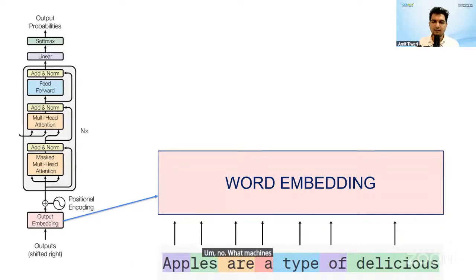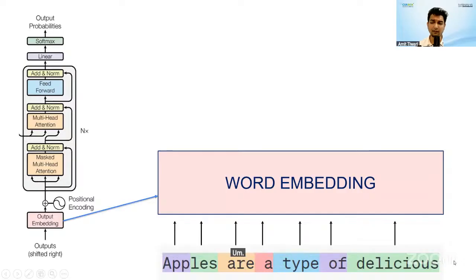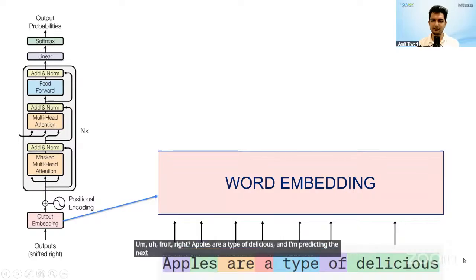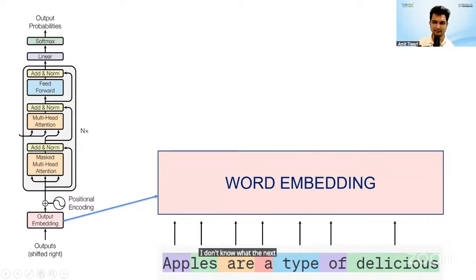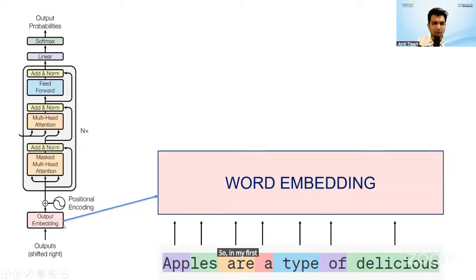So depending on what my context is, here I am predicting the next word in this sequence, which can be fruit. Apples are a type of delicious, and I'm predicting the next word in the sequence. I don't know what the next word is right now. My machine doesn't know, right? A machine doesn't work like humans. So in my first or ground layer, I will feed all these words as tokens, and I will generate these tokens as word embeddings.